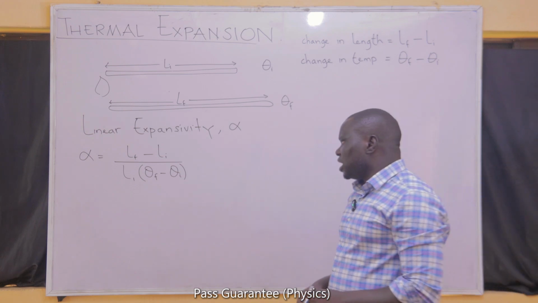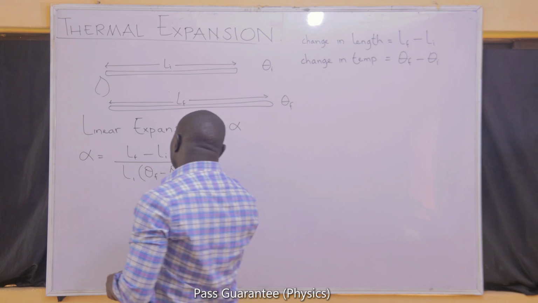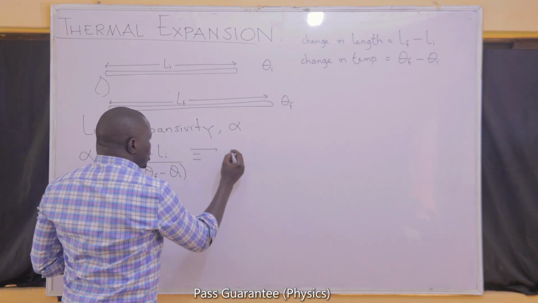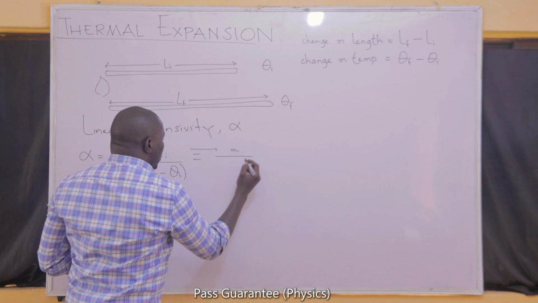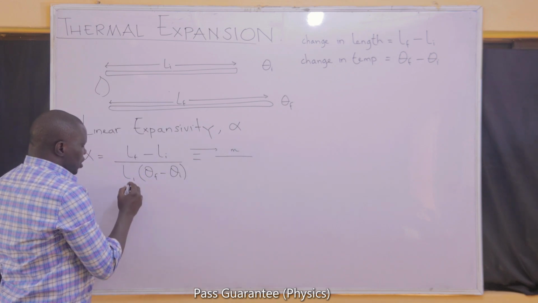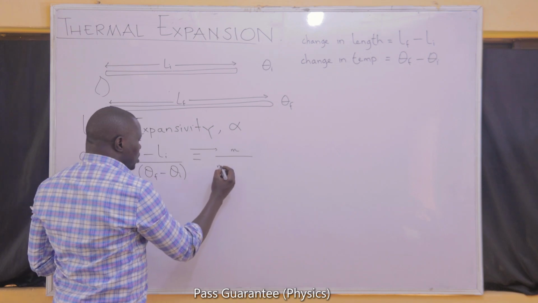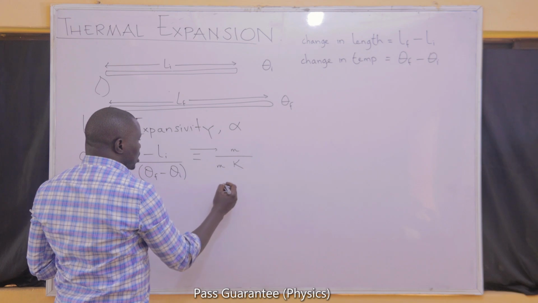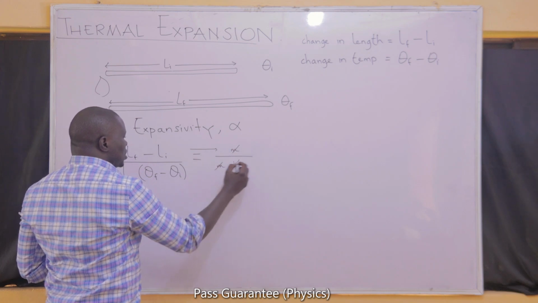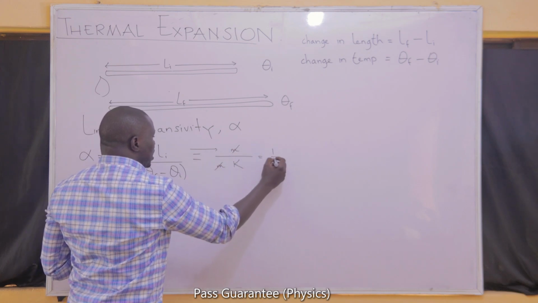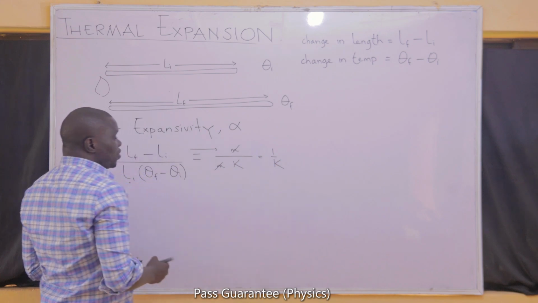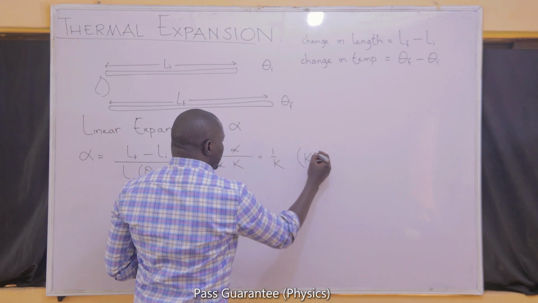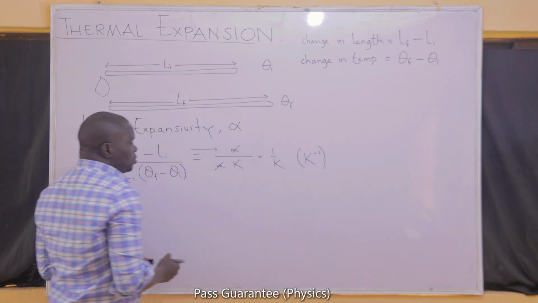The unit for the linear expansivity of a material: the change in length is also a length value, so its unit is expected to be in meters or any other unit of length. The original length will also be in meters, while the change in temperature is expected to be in Kelvin or degrees Celsius. If I cancel these out, I will have 1 all over K as my unit for linear expansivity, and that can simply be expressed as per Kelvin.